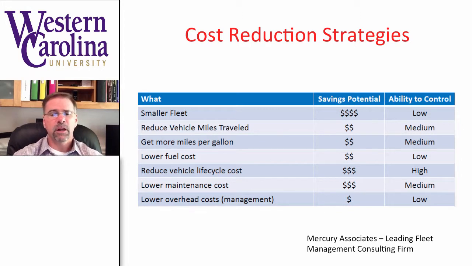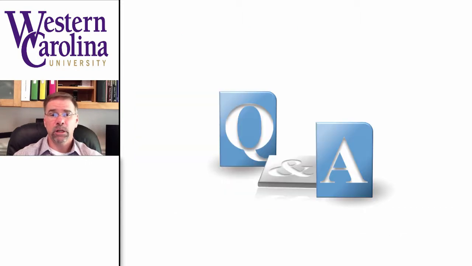So here you see some of the other factors associated with trying to decrease costs. And you see on the list, the thing that stands out the most is the reduced vehicle life cycle cost. That is a factor that, as you see to the right, we have high control over in trying to create the optimal replacement schedule for our vehicles and decrease the associated costs of not doing that.